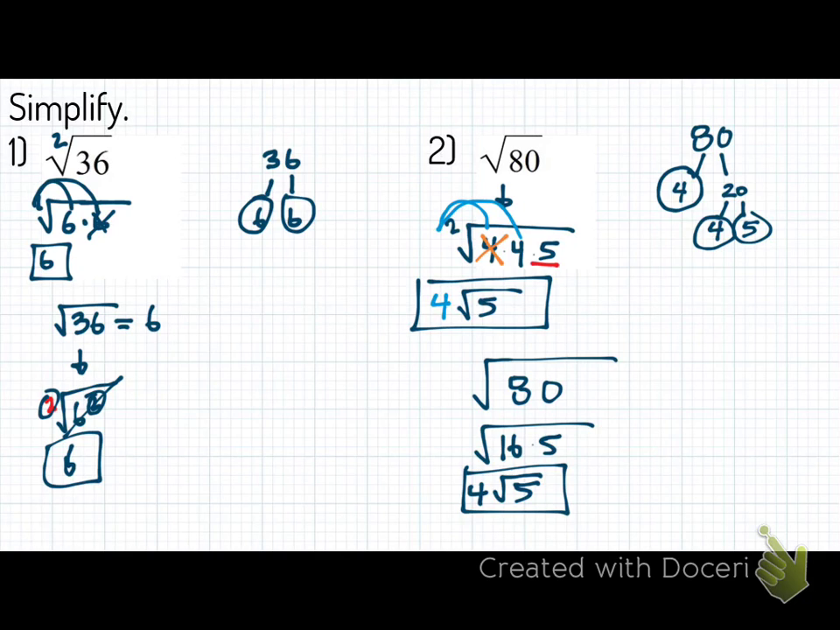Oh, that's the index of the square root. 2. Yeah, because we need 2 of the same number. Sometimes the index could be 3, 4, 5, 6. It could be 1,000,000 if we wanted it. Okay, questions on numbers 1 or 2? Everything okay over here?